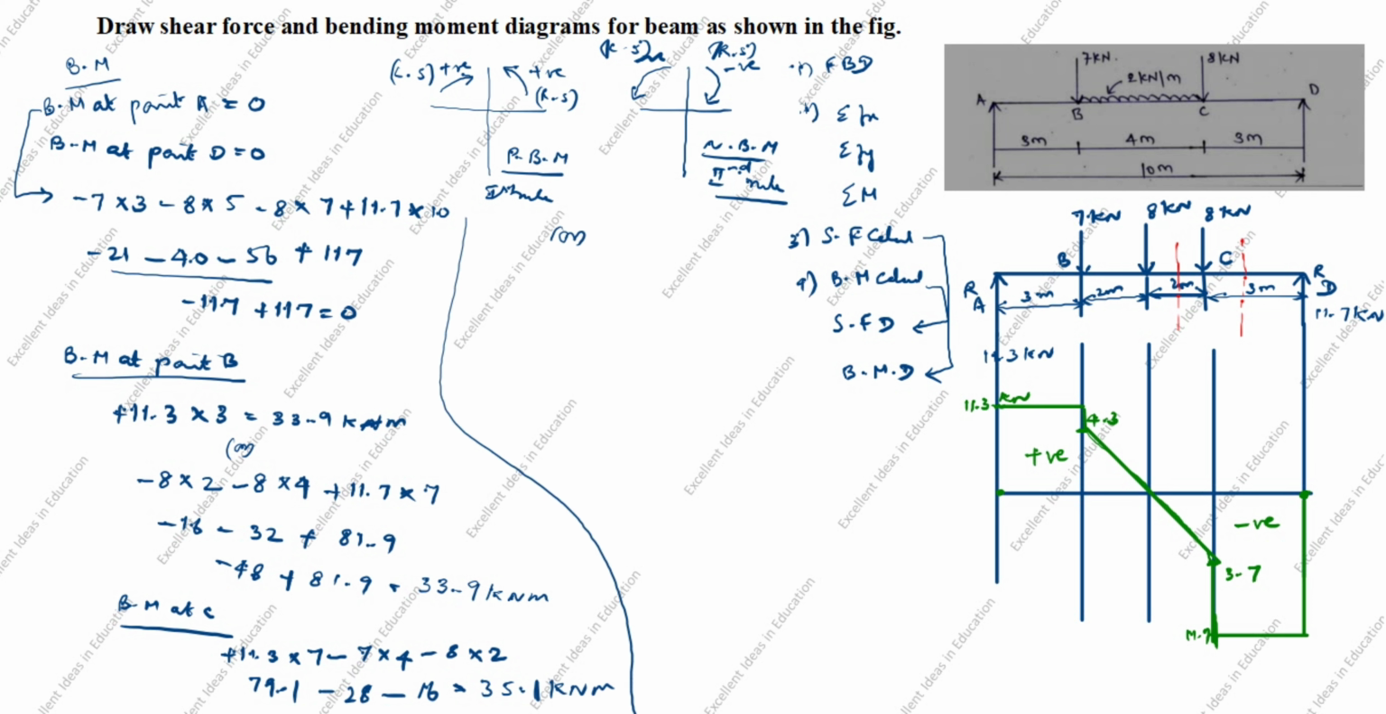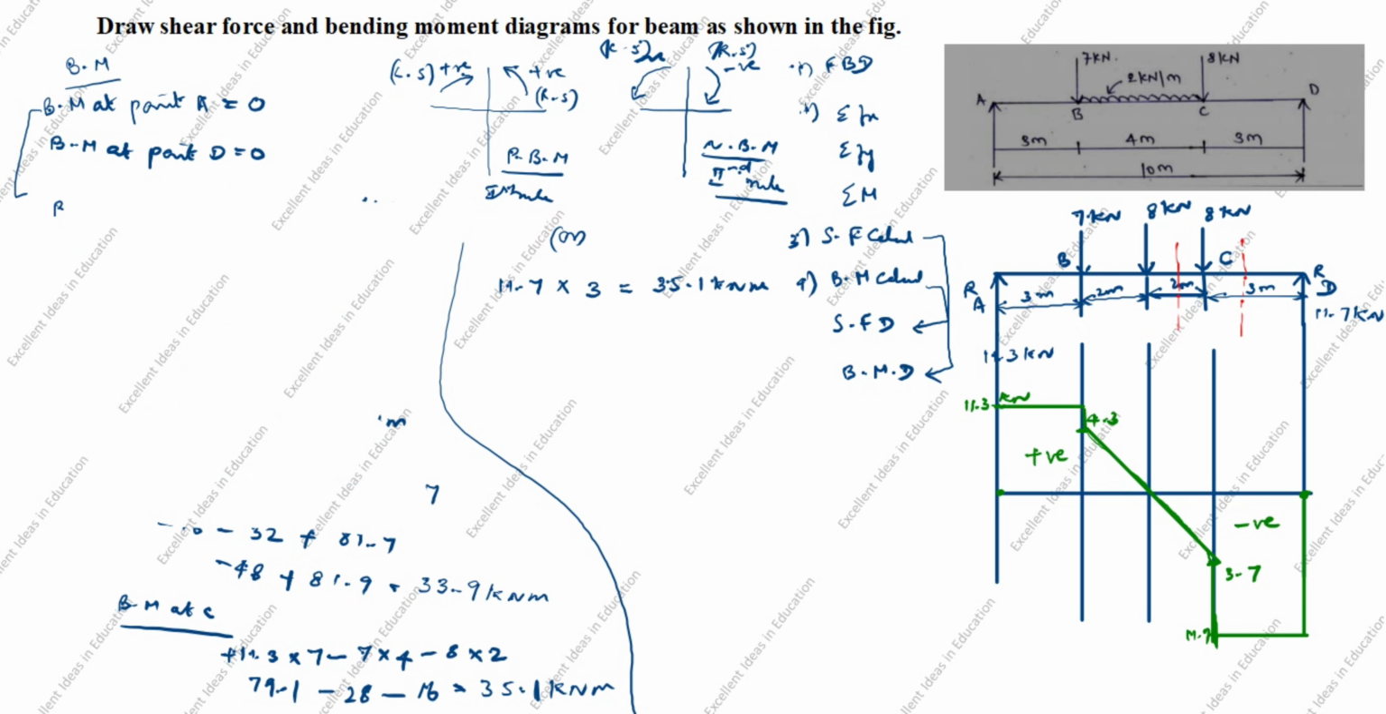Next, right side. Now we will calculate right side. Right side only one force is there. It goes up from here to here. 11.7 into 3 equal to 35.1 kilonewton meter. Now we will write bending moment at point B is equal to 33.9 kilonewton meter. Bending moment at point C is equal to 35.1 kilonewton meter.